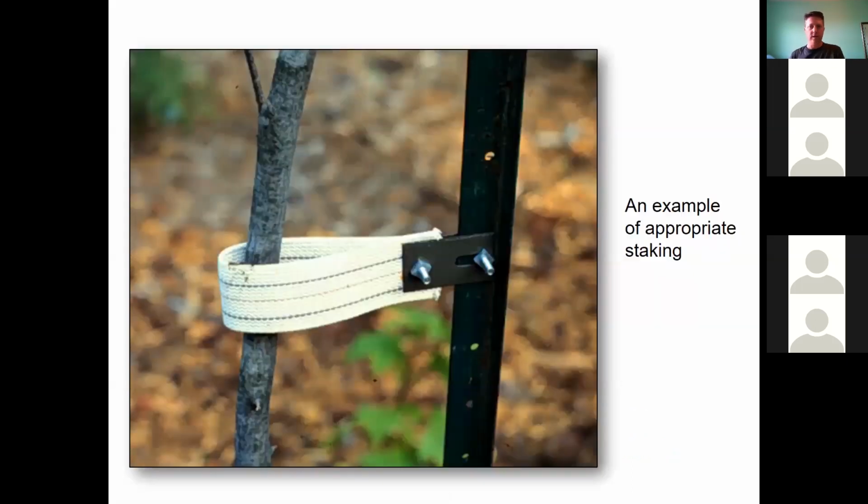So an appropriate example of staking a tree would be something loose, where it does get support if it needs it, but it otherwise can stand on its own and move a little bit in the wind when the wind blows. So this flexible kind of canvas support will do that. And you can see that this is a small tree that really would have a hard time standing up on its own. And so that's just there to support it through that first season.